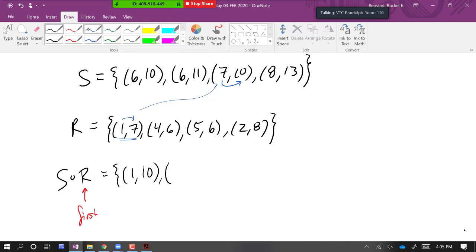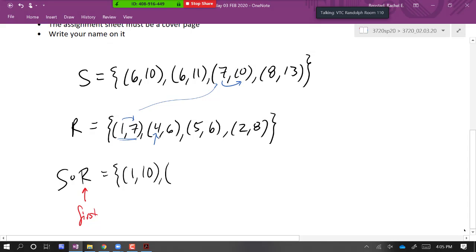Now, let's move on. The next first coordinate we might have is a 4, because that's the next first coordinate in R. 4 goes to 6, right? So to see what 4 might be related to in this composition, I have to see what 6 is related to. Well, 6 is related to both 10 and 11. So 4 goes to 6, 6 goes to 10, that means 4 is related to 10. 4 related to 6 and 6 related to 11 means also 4 is related to 11.